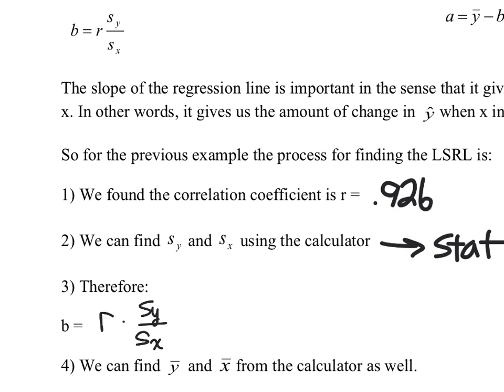Is R in the variables? Yeah. So you go to vars, statistics, and then the equation menu, you'll see that their option there for R is, well, just R. And then multiply that by SY over SX, also in the vars menu, statistics, SY over SX. Wait, so R is also in the statistics menu.